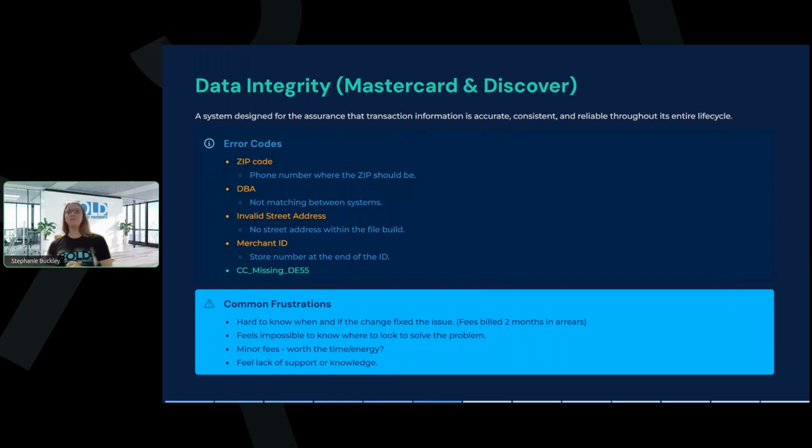Common frustrations that we've seen with the data integrity program is that it's hard to know when the change that you made has fixed the issue. These fees get billed one to two months in arrears. So you could fix the issue in May, still get a fee in June, and not know if it's fixed until July. It can be a little frustrating because in June we'll reach out again and you'll say, wait, what's happening? I already fixed this.